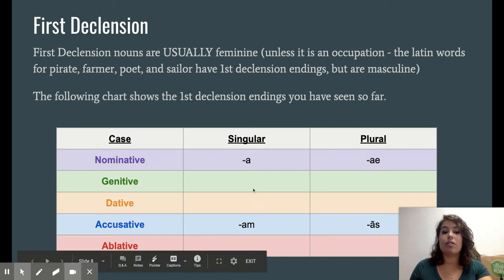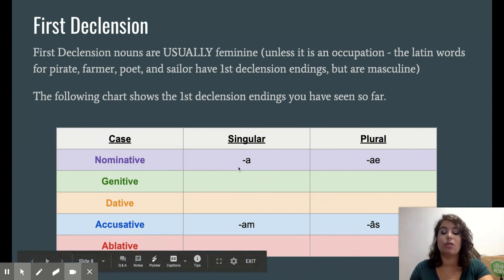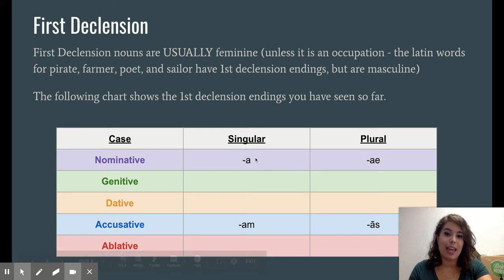So again, this is our first declension nouns, usually feminine, unless it's one of these occupations. Again, don't panic too much about the grammar. Just try and make sure you get these endings down and know what they mean when you see it. So if you see a noun that ends in an A, like this, that is a first declension noun, it's going to be a singular subject.